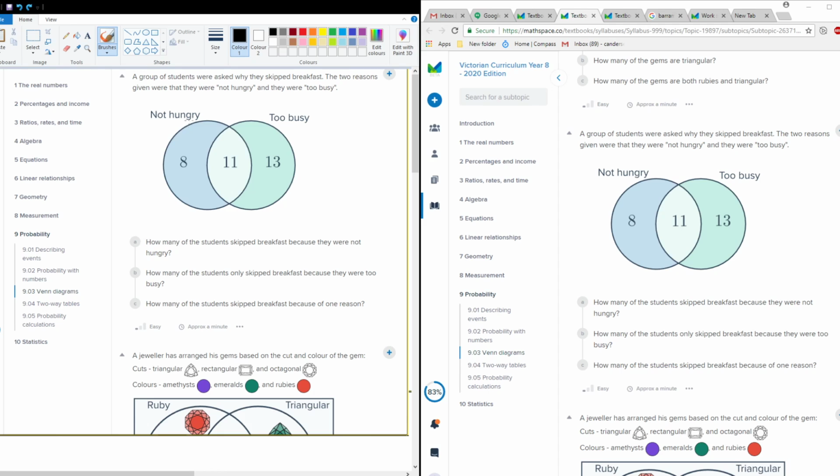So how many skipped breakfast because of one reason? Well, these people here skipped breakfast because they were both not hungry and they were too busy. So they have 2 reasons. This person here skipped because they were too busy, and these people here skipped because they were not hungry. So you can see that these people have 1 reason, these people have 2, and these have 1 reason. So we would have to add the 8 and the 13, and that would be how many people skip breakfast because of 1 reason.